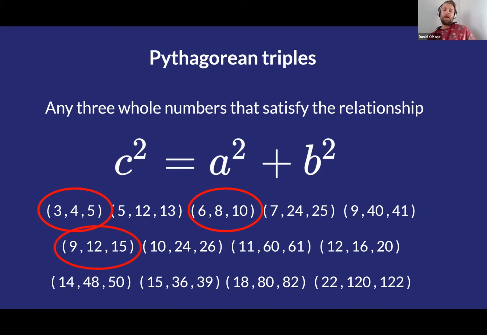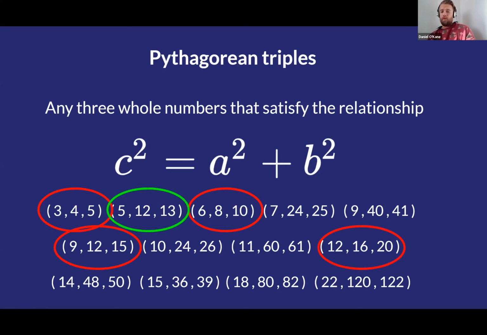It's the same with 9, 12, and 15. It's that original triple, but all the side lengths have been tripled. It's the same for 12, 16, 20. You can do it for 15, 20, and 25. You can do it for 18, 24, and 30. As long as the same number is multiplied on each of those three numbers in the triple, then you can create another Pythagorean triple.